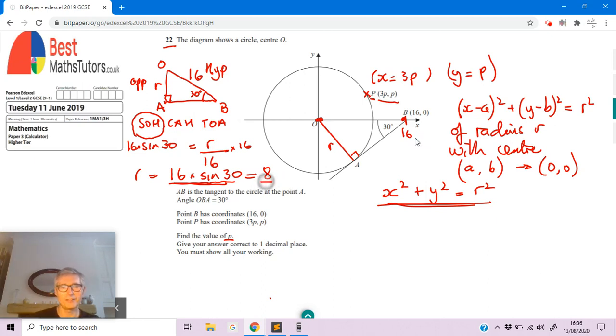So that's really the first stage in answering this question. The next thing I'm going to do is put it into this equation here, which is the equation of a circle.